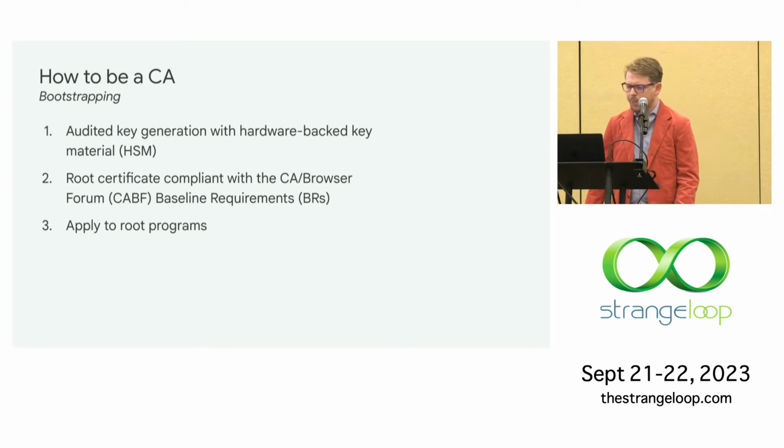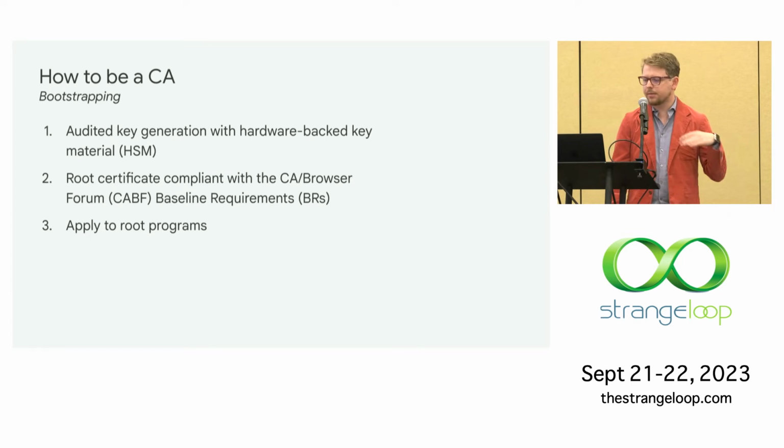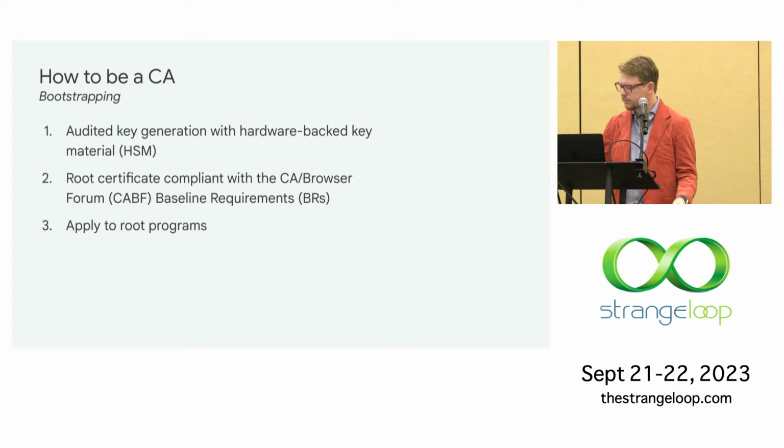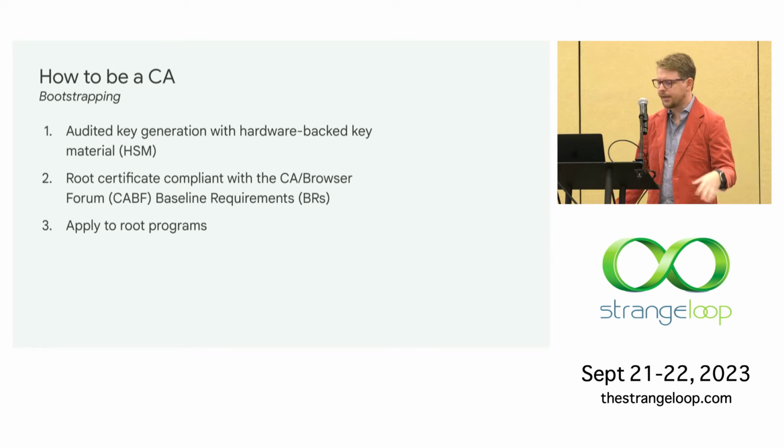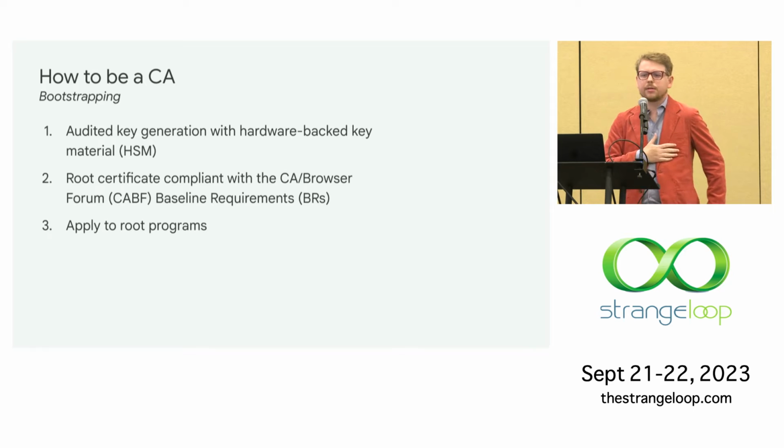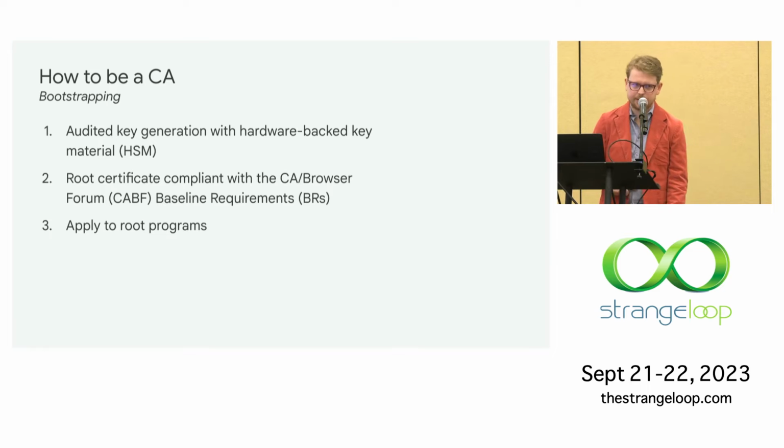If you want to become a CA, you can divide it into two parts: bootstrapping and then your actual operations. If you're starting a new CA, you need to generate some key material on an HSM, and from that key material you can generate your root certificate, your PKI hierarchy, all that fun stuff. You have to comply with a set of rules called the baseline requirements. These come from the CA Browser Forum, a standardization body that says how CAs have to behave. You can think of them as defining the content of certificates, whereas RFC 5280 defines the structure of certificates.